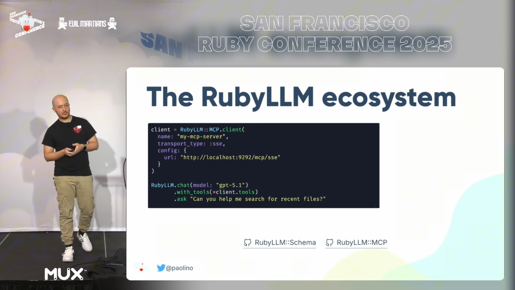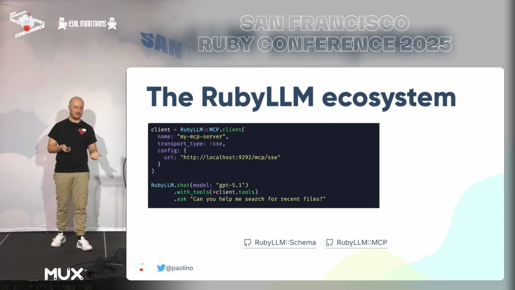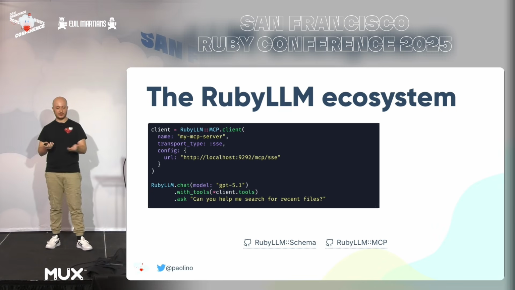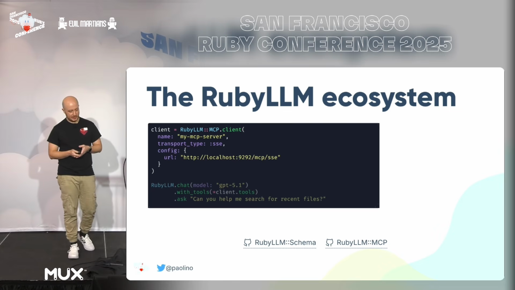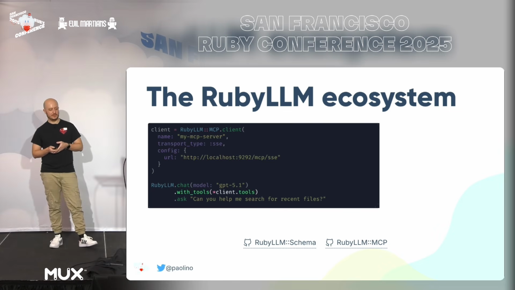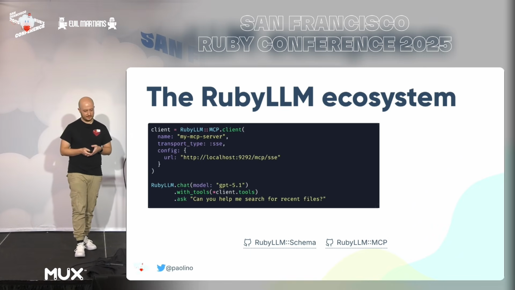There's another cool gem I want to shout out. This is by Patrick Weiss. This is RubyLLM MCP. You can use RubyLLM as an MCP client by using that, and it's very simple to integrate. You simply connect to your MCP server, and then you call RubyLLM.chat.with_tools with all the tools from RubyLLM MCP.